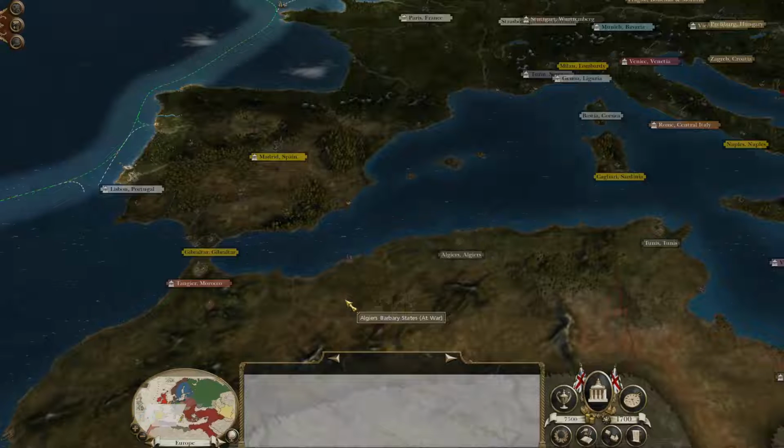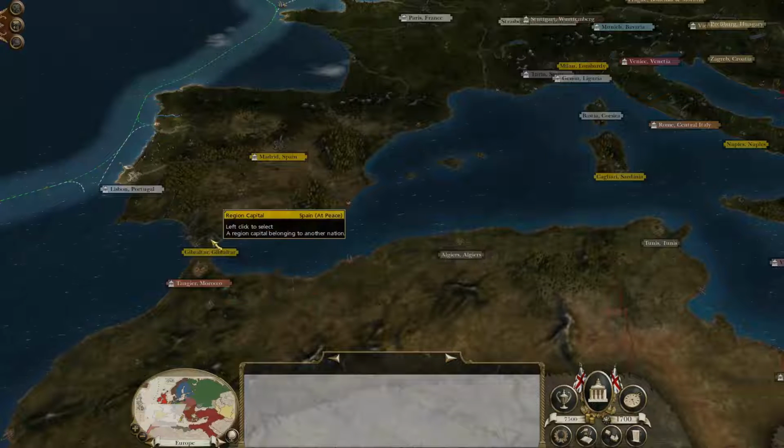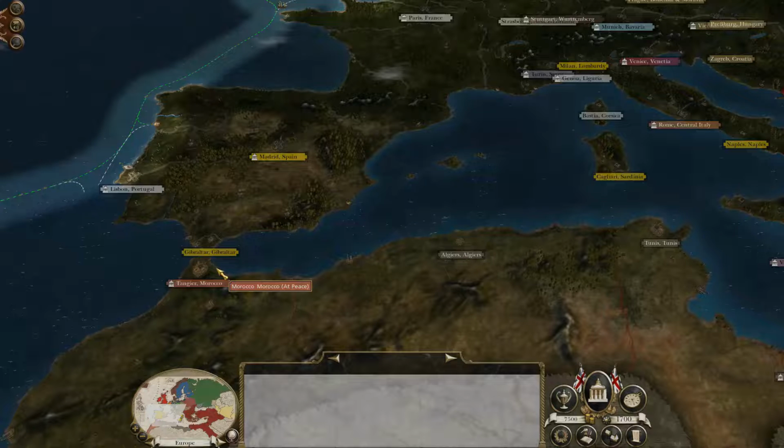So the first one, the most obvious one here, is the Gibraltar Straits, my friends, right here. This is one of the most vital, most important strategic positions in the entirety of, dare I say, the Western and African subcontinents, or continents, as it were. It really is. This is the choke point. This is the control point to end all control points.